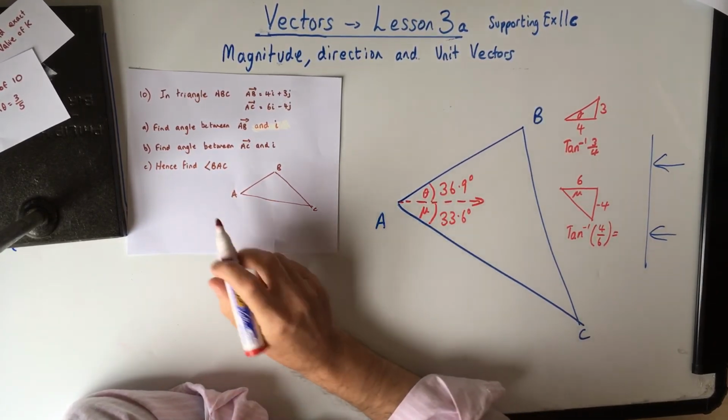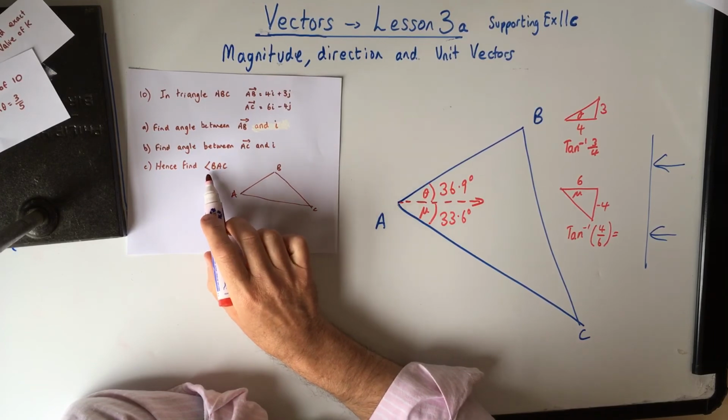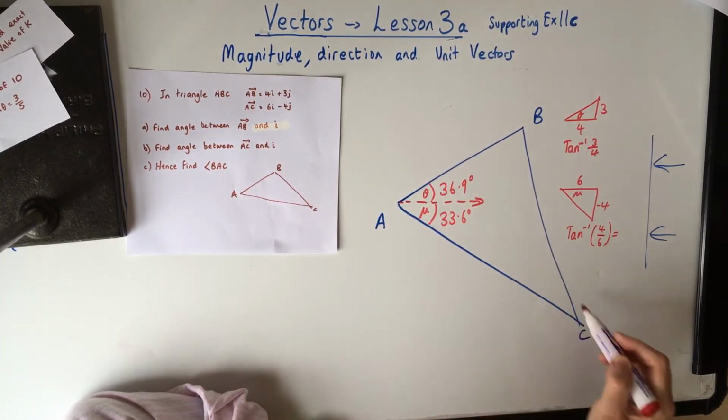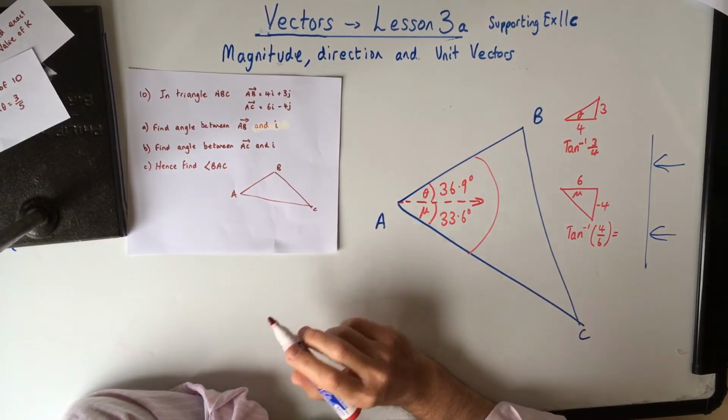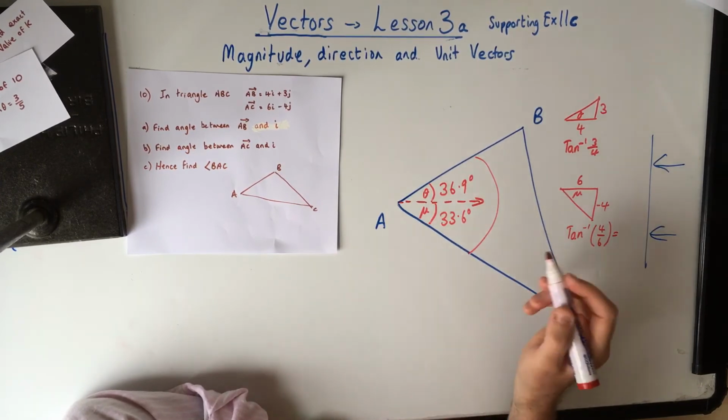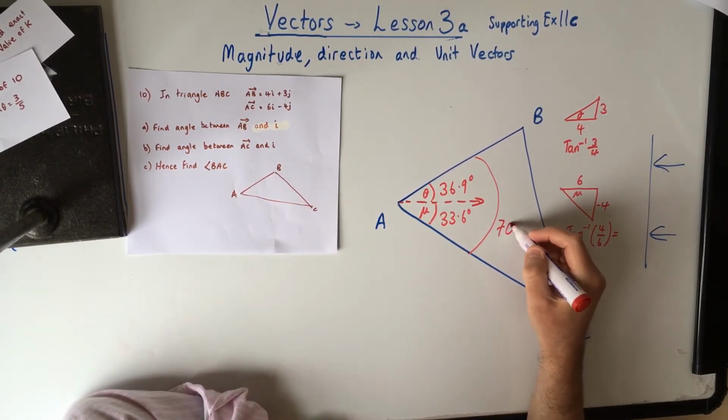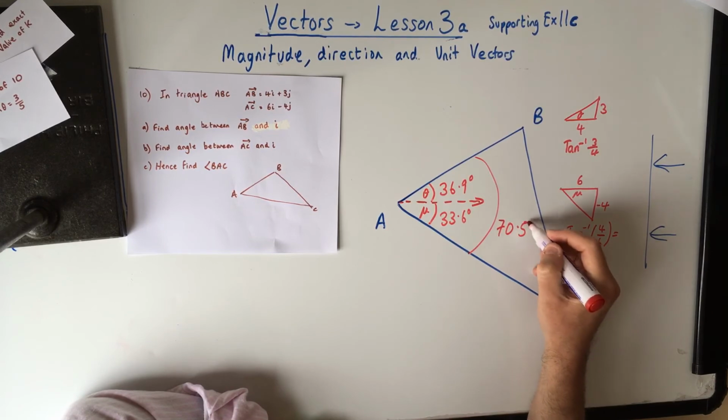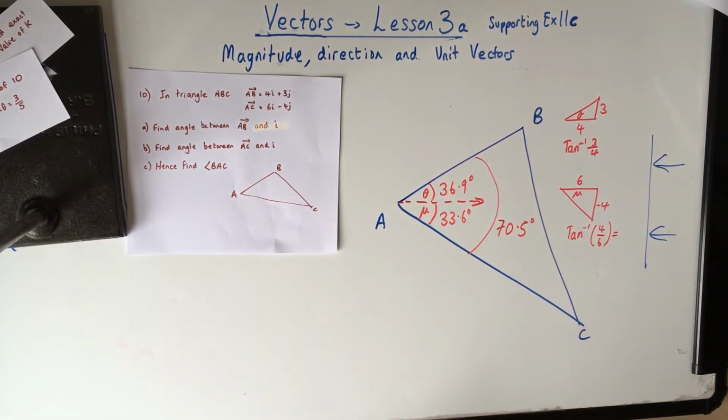And it finishes by just saying, hence find the angle BAC. BAC is that one, so we just add those two together. They may have done it more accurately in the back, but I can see from just looking at those two that it is 70.5 degrees, so it'll be there or thereabouts in the back. So that is question 10.